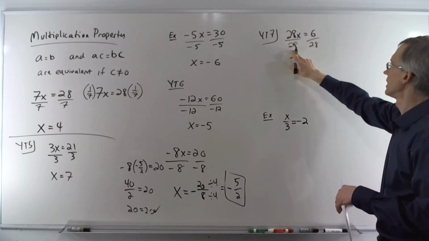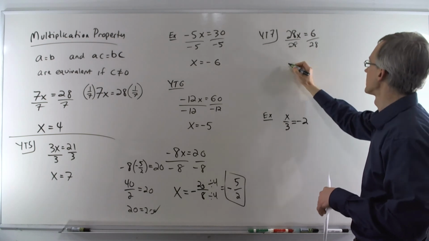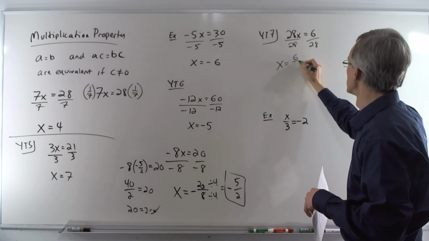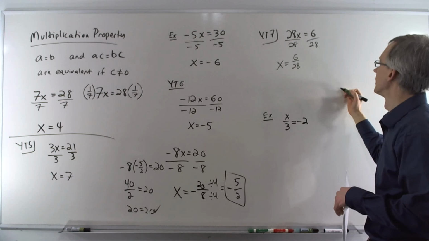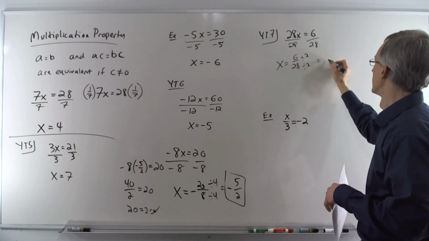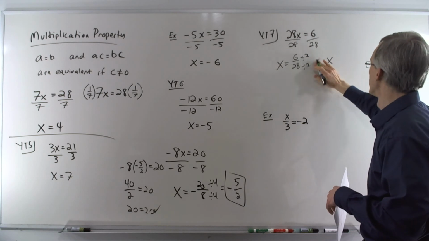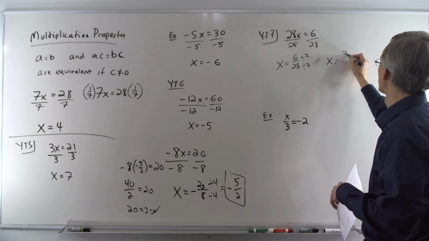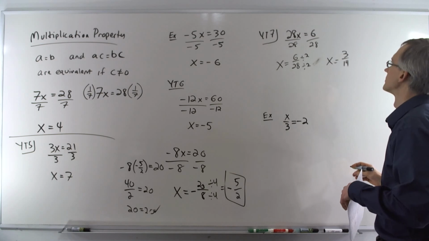Dividing by the coefficient on the x, it's 28 on both sides, so that gives us x equals 6/28. And both of those are even, so now we can divide by 2. And that gives us x equals 3/14.